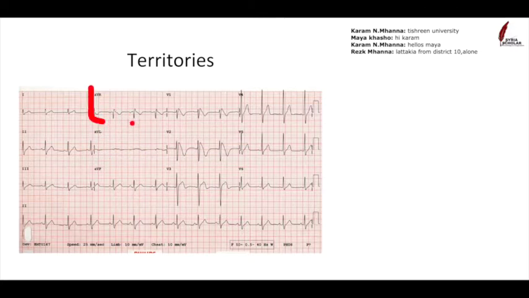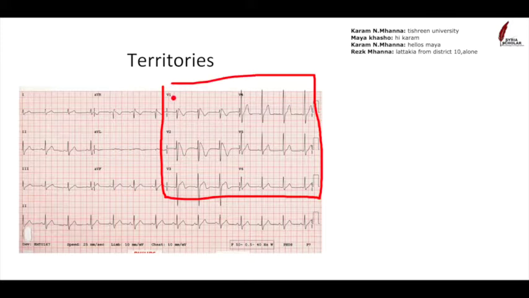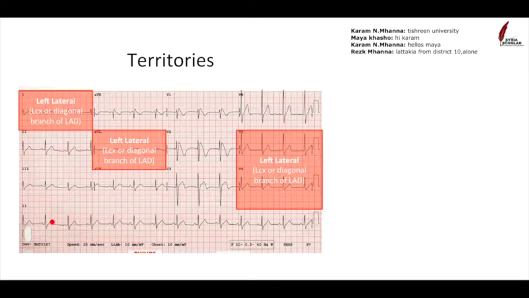Here we have leads AVR, AVL, and AVF. And then these are what we call the chest leads, V1 to 6. So lead V1, V2, V3, 4, 5, and 6. And they each look at different parts of the heart.